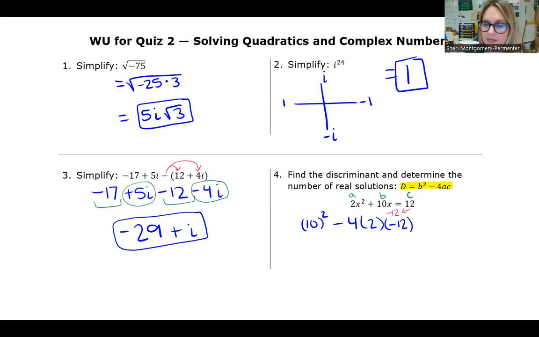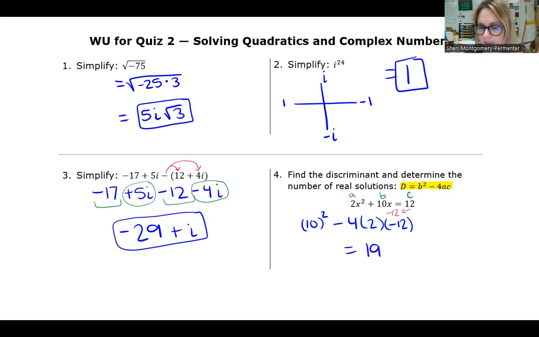And now I would type that into my calculator and see what I get. So we've got 10 squared minus 4 times 2 times negative 12. What'd you get? That's not what I got. Let's see what somebody else gets. Oh, maybe you do. I typed in 14, not 12. Yes, I get 196.